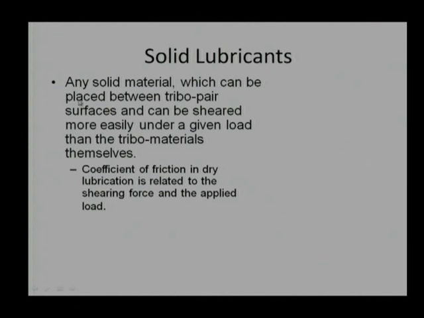So, solid lubricants are basically materials which are in the solid state and show a low coefficient of friction or low shear strength. We can say that a solid lubricant is any solid material which can be placed between tribopair surfaces and can be sheared more easily under a given load condition than the tribomaterials themselves. That means a third substance is being used between the two materials of a tribopair, and it should be easily sheared.